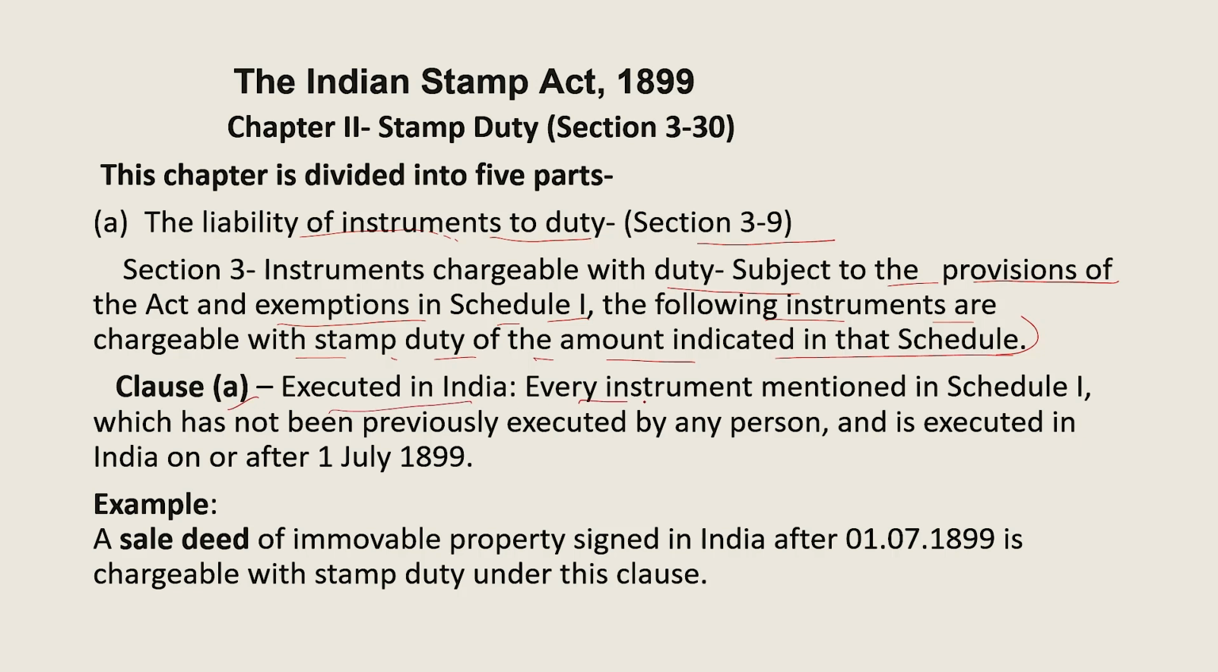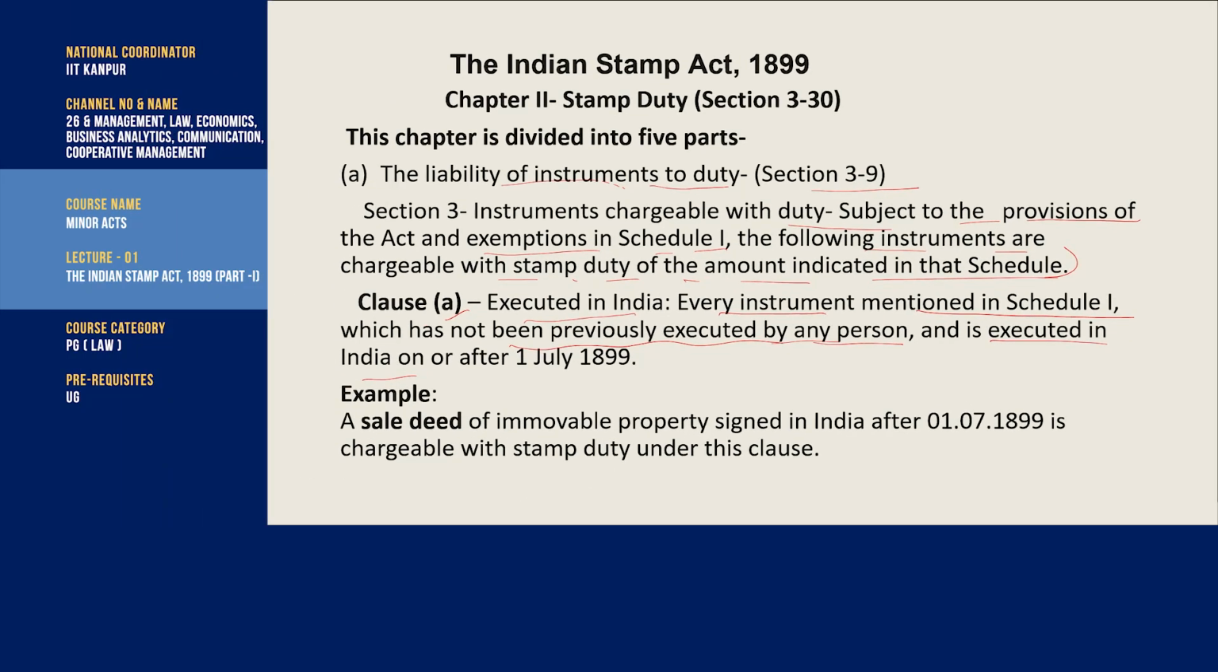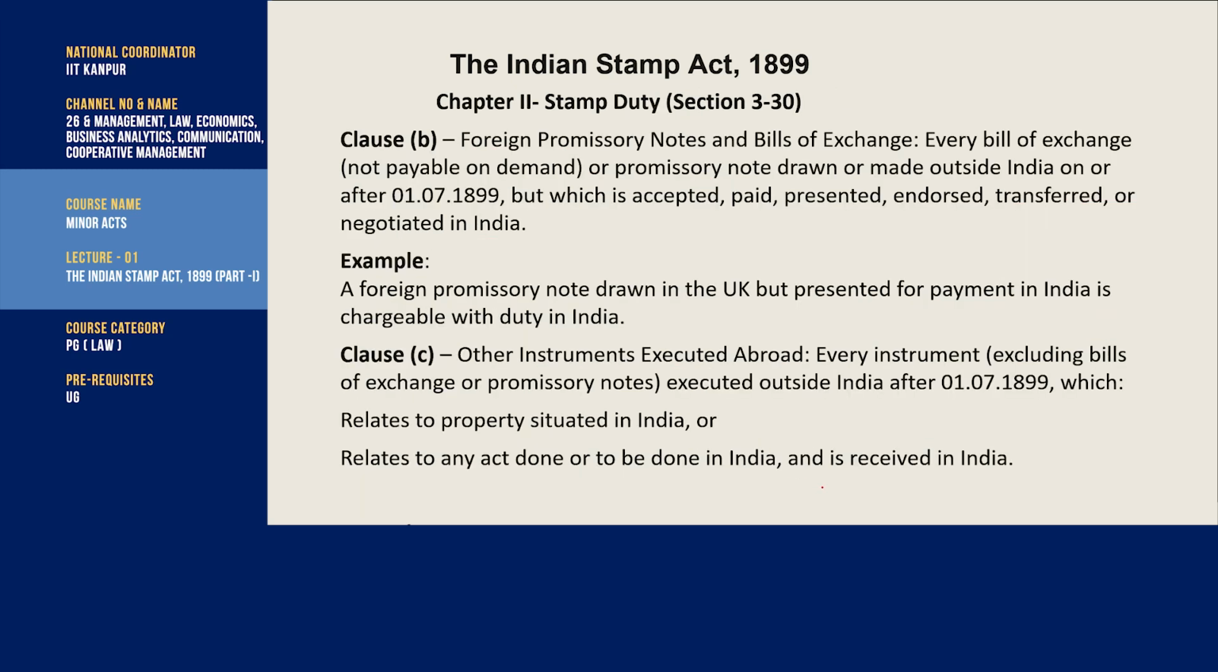Now every instrument mentioned in Schedule 1 which had not been previously executed by any person, and is executed in India on or after 1st July 1899. So a sale deed of immovable property signed in India after 1st of July 1899 is chargeable with stamp duty under this clause A of section 3.